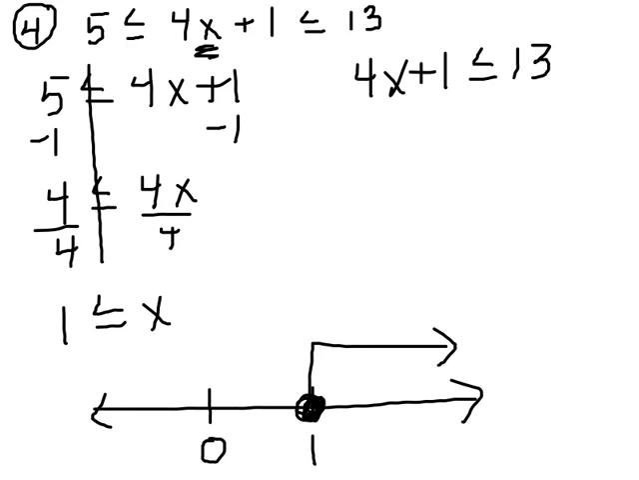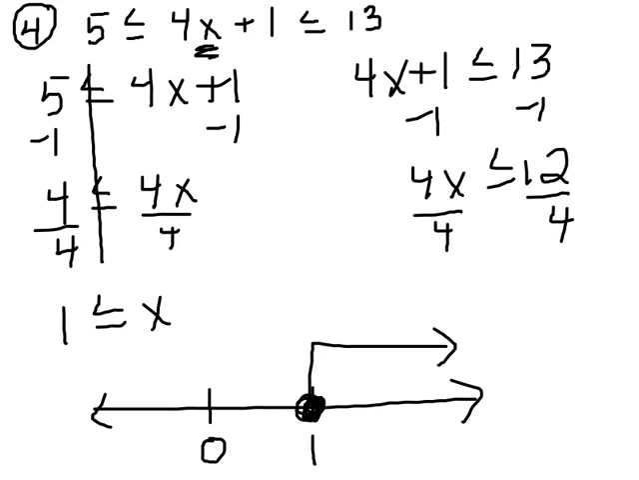All right, let's go to the next one. We're going to subtract 1 from both sides. So 4x is less than or equal to 12. The inverse operation of 4 times x is to divide both sides by 4. So we have x is less than or equal to 3. So at 3, we're going to have a closed circle, and we're going to shade to the left.